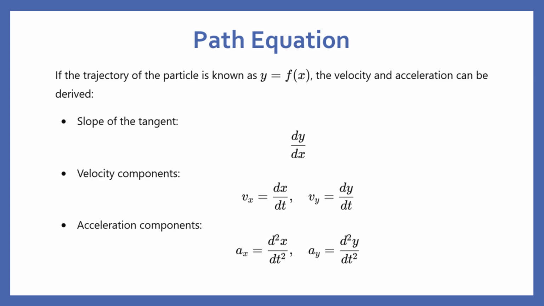The velocity components are v sub x, which equals dx over dt, and v sub y, which equals dy over dt. These components describe the particle's motion along the x and y axes. The acceleration components are a sub x, which equals the second derivative of x with respect to time, and a sub y, which equals the second derivative of y with respect to time. These components indicate how the particle's velocity changes over time along the x and y axes.